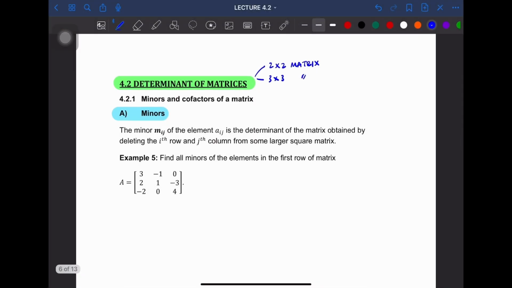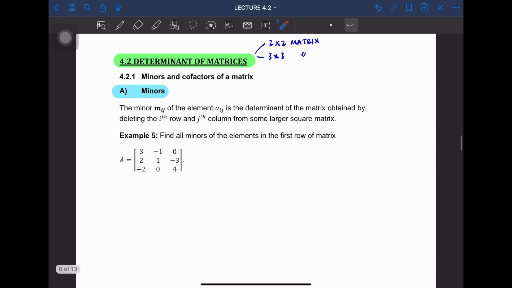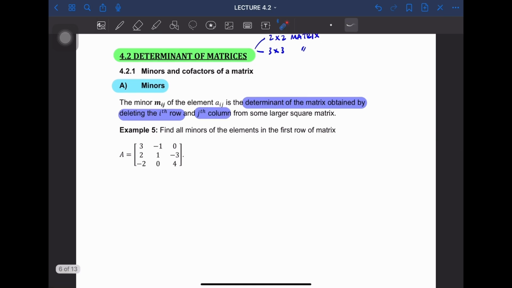Now let's proceed with the determinant of a 3 by 3 matrix. Before that, we need to know what minors and cofactors of a matrix are. We start with the minors. The minor Mij of element aij is the determinant of the matrix obtained by deleting the ith row and jth column from some larger square matrix. Let's go straight to the example.